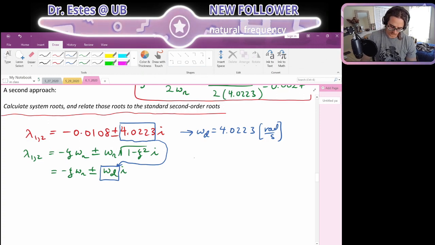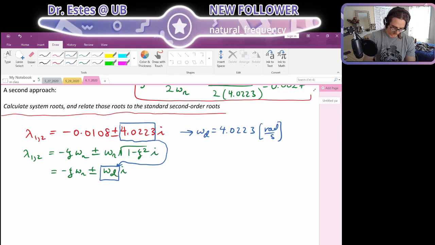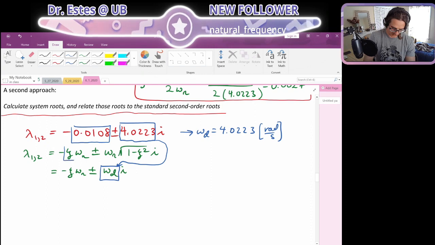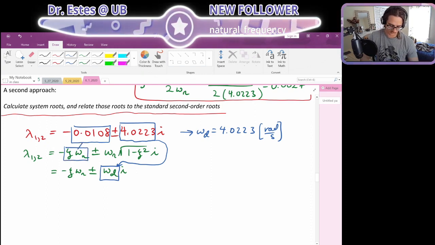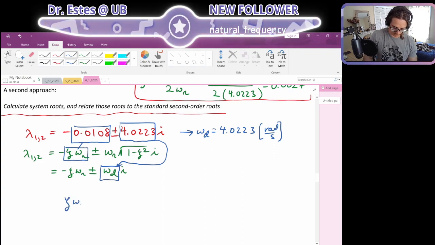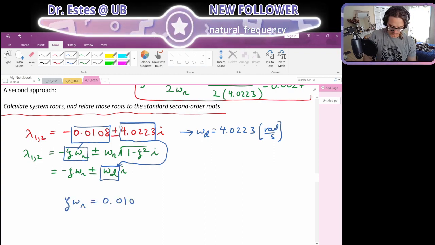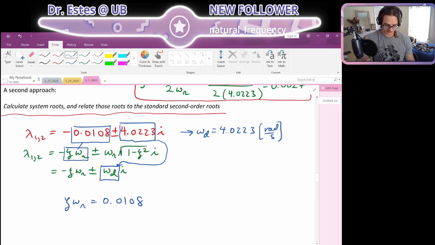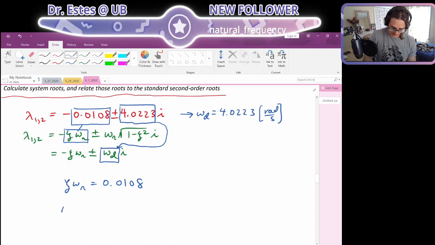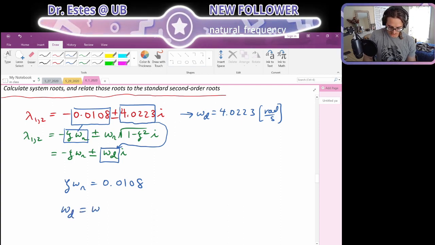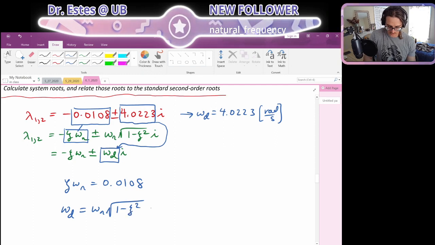Okay. So then I know this will be equal to this. So zeta omega n equals 0.0108. I know omega d, which is omega n square root of 1 minus zeta squared, equals 4.0223.